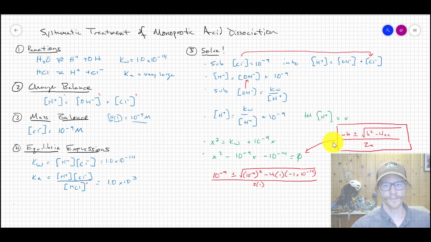If it's been a while since you've seen it, you saw it in a previous video, but I didn't explicitly solve for that. So it's minus b plus or minus the square root of b squared minus 4ac, all over 2a. And remember, those variables a, b, c come from the coefficients that precede each of the terms in the form of the quadratic equation. So in this case, a would be just 1 because it precedes the x squared, b would be this 10 to the minus 9 value, and c would be this entire value, this negative 10 to the minus 14.